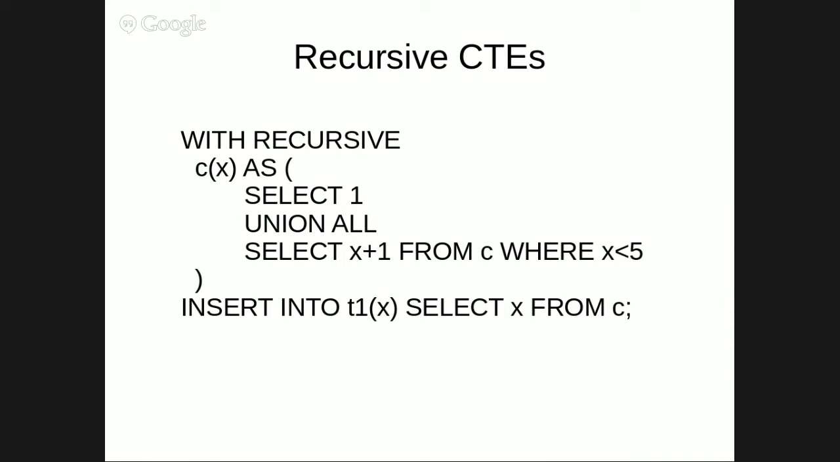And then we do the second part of the UNION ALL multiple times. And we say SELECT X + 1 FROM C. Notice we're using the common table expression exactly once in the FROM clause. It's very important. It has to be in the FROM clause, not in a subquery, right there.